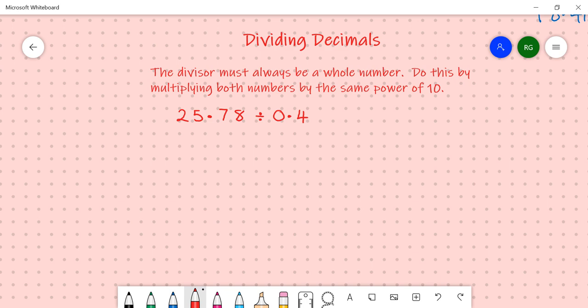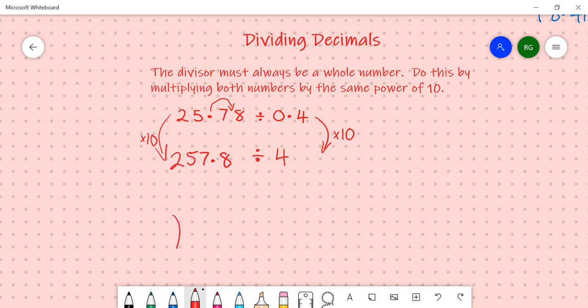Now I could multiply it by 20. No, that wouldn't work. 25. But a simple one is to multiply by 10. If I multiply by 10, 0.4 times 10 is 4. But what I have to do to the other side is also multiply it by 10. So we're going to move that decimal place one position to make it 257.8 divided by 4.